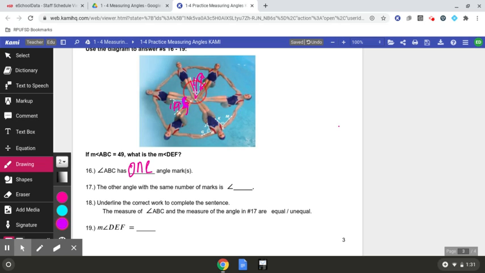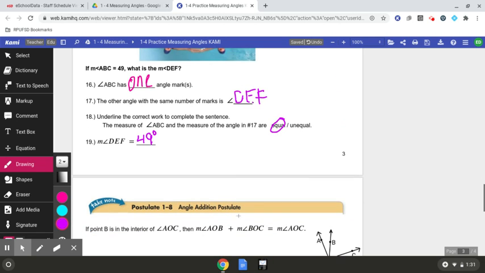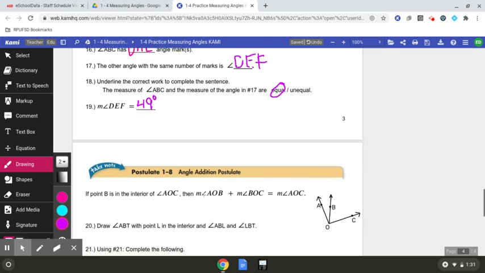And if you notice, the other angle that has that same mark is over here, which is angle DEF. So when two angles have marks with the same number of arcs, then they are considered technically equal. So basically, if angle ABC is 49 degrees, so is angle DEF. So we can then say that this angle here is 49 degrees because they have the same angle marking on them.